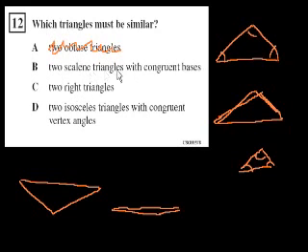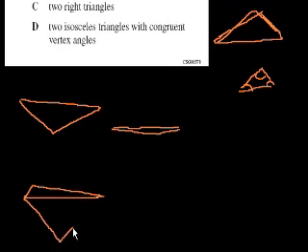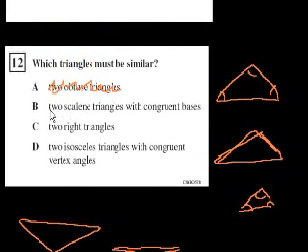So let's see. Two scalene triangles with congruent bases. Well, no, that's not true, because let's say they share the same base. One scalene triangle might look like this. Might come out a little bit and then go down like that, right? And then the other scalene triangle, let's say it has the same base right there, the sides might be a little bit closer to each other, right? So clearly these two things aren't similar. This angle is different than that angle. All the angles are different, so they're not similar triangles. So that's not right.